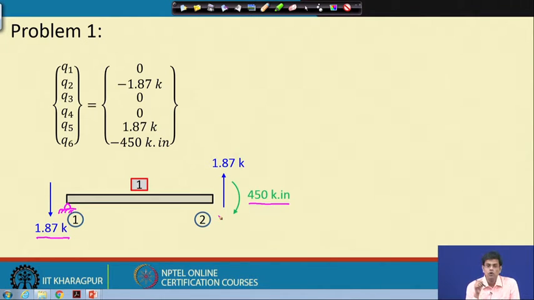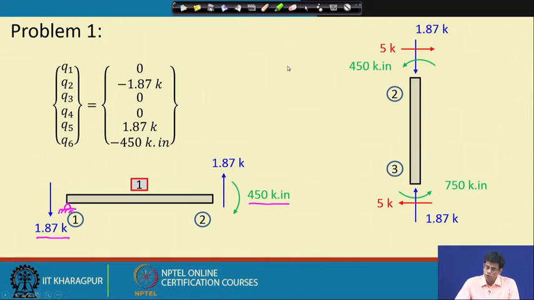Now, if you want to draw the bending moment and shear force diagram, you can directly draw it from this equilibrium free body diagram. Similarly, we can find Q4, Q5, Q6 and Q7, Q8, Q9 for member 2, and it looks like this.